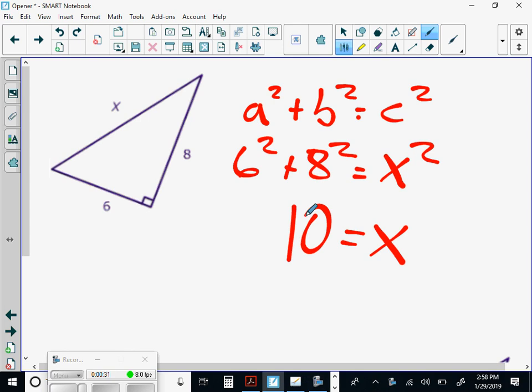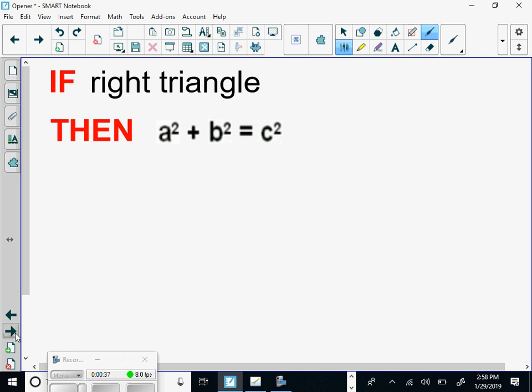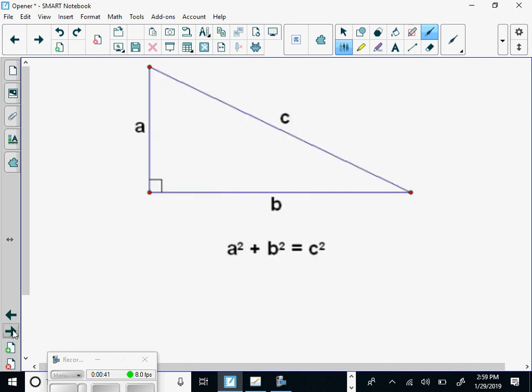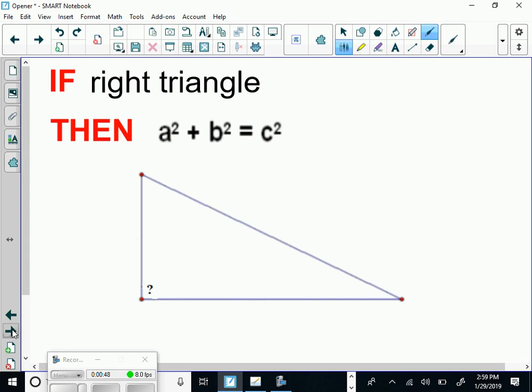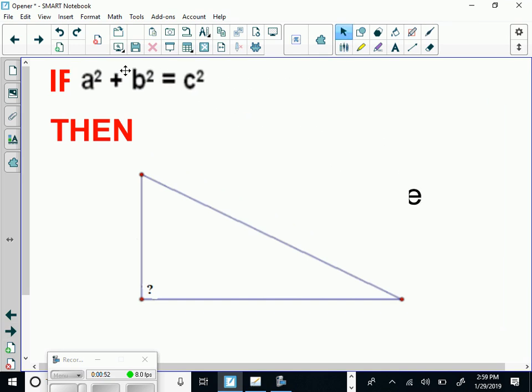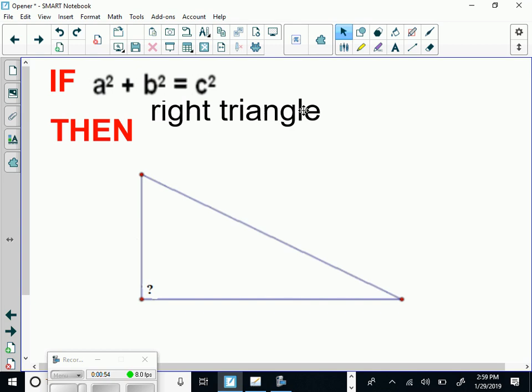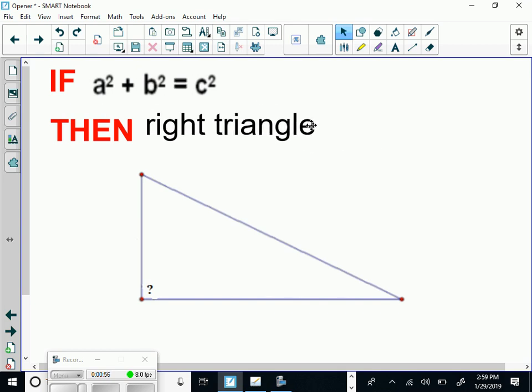Okay, today we're going to talk about something called the converse of the Pythagorean theorem. The Pythagorean theorem works because we have this rule. It says if you have a right triangle, then a squared plus b squared equals c squared. If I see a picture like this, I can use this formula. But the Pythagorean converse says something different. It says that this is true backwards. In other words, it says that if a squared plus b squared equals c squared works, then it must have been a right triangle.